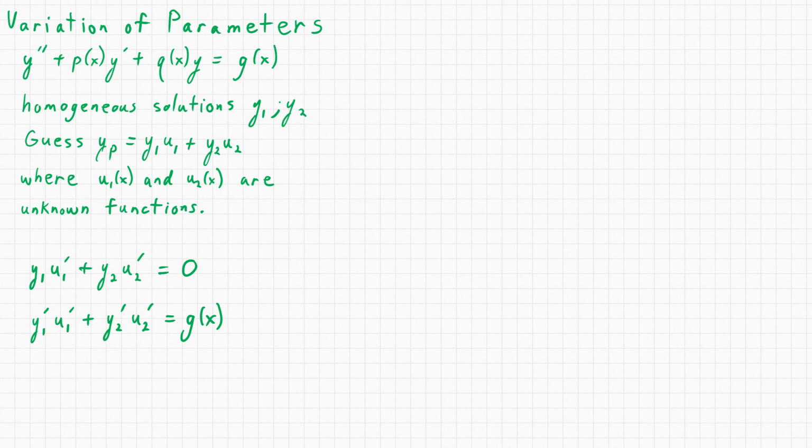Continuing from the last video, so variation of parameters, deriving the formula for second order homogeneous solutions y1 and y2, we made this guess that y particular is y1 times an unknown function u1 plus y2 times an unknown function u2. And we also made another equation to go with y1 and u1 and u2. We said that y1 times u1 prime plus y2 times u2 prime equals 0, which in the end, when we plugged the particular solution into the original differential equation, ended up giving us this other equation to satisfy.